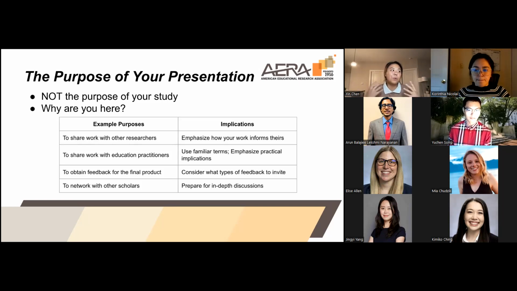So for example, if you want to share your work with other researchers, and that's a big goal of yours, then you want to make sure that you emphasize how your work informs other people's work. Or if you are really keen on making sure that your work reaches educational practitioners or teachers, then you want to make sure that you're using familiar terms that they're used to, or emphasizing the practical implications of your work. So as you reflect on, why am I here? What's the reason of my presentation? You can prepare and cater your presentation to meet that goal.